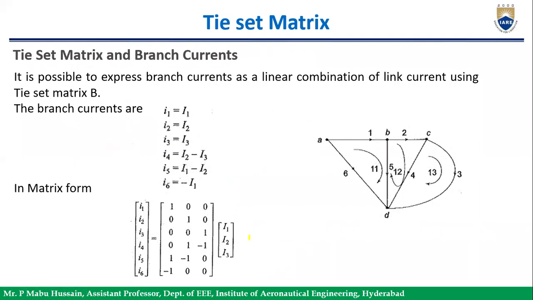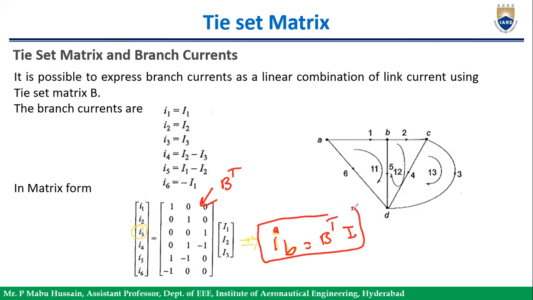So you can represent this total equation in terms of the Tieset matrix. This is the branch current, IB. IB is equal to B transpose into capital I, which you can also call IL. So this is the relationship between your branch current, Tieset matrix, and link current. This is the relationship between the Tieset matrix and branch currents.